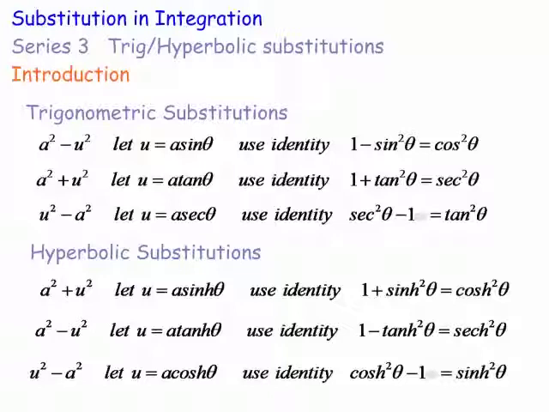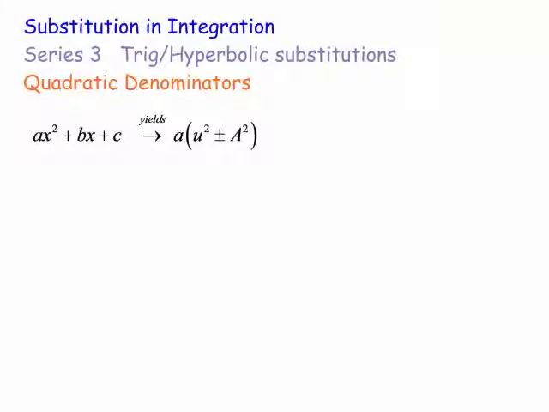integral. Now, in a lot of cases you'll find that even the quadratic denominators, when you complete the square, will be able to form one of these types of substitutions, and I'm just going to show you that in a second. With the quadratic denominators you may be able to form them into a u squared plus or minus this capital A squared, and then use the previous substitutions.